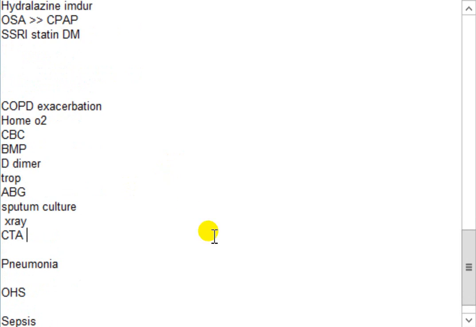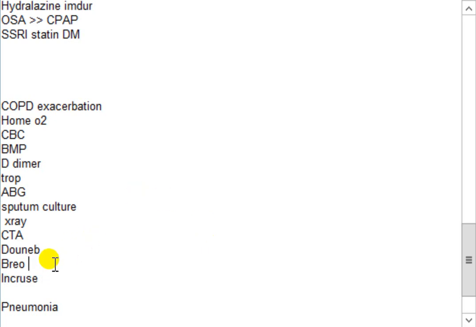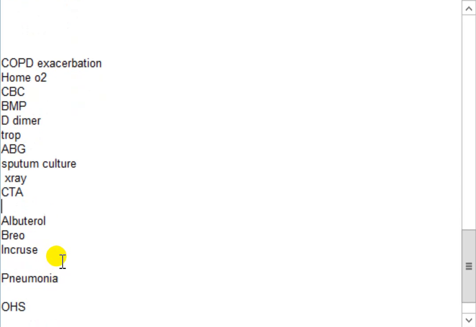And then anybody with COPD that comes to the hospital, you want them on DuoNeb, Breo, and Incruse. You just watch out, the DuoNeb has ipratropium, so you can just add albuterol. Incruse is a LAMA, a long-acting muscarinic antagonist, so it could cause some urine retention. Just watch out for that as well.